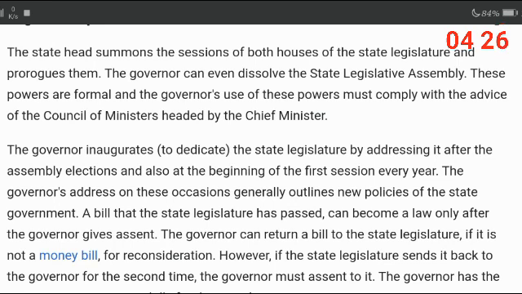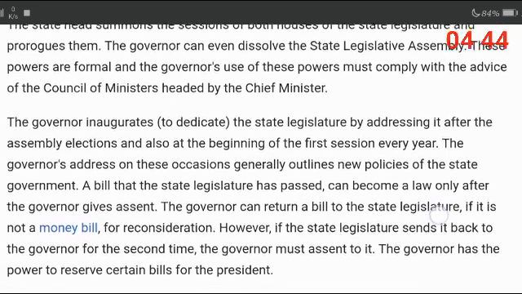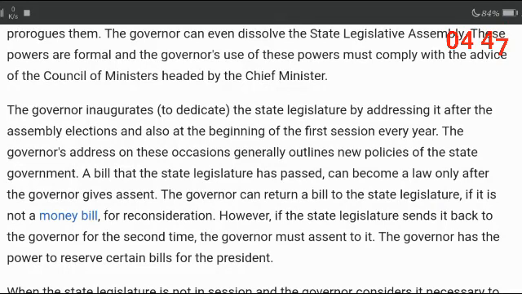The state head summons the sessions of both houses of the state legislature and prorogues them. The governor can even dissolve the state legislative assembly. These powers are formal and the governor's use of these powers must comply with the advice of the council of ministers headed by the chief minister. The governor inaugurates the state legislature by addressing it after the assembly elections and also at the beginning of the first session every year. The governor's address on these occasions generally outlines new policies of the state government.